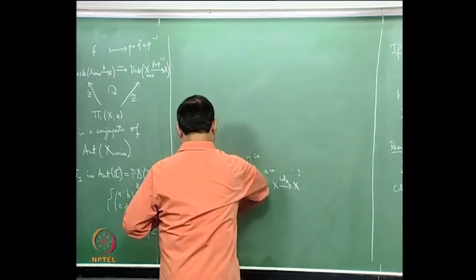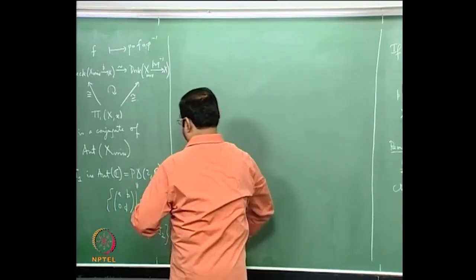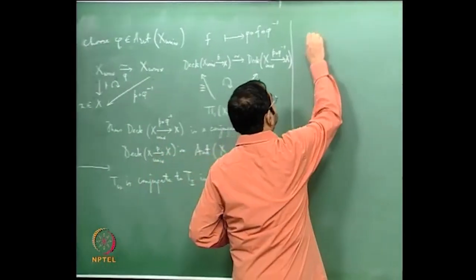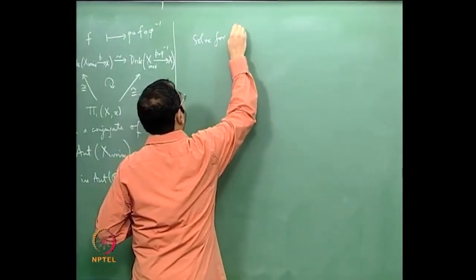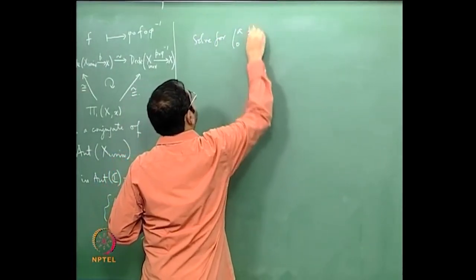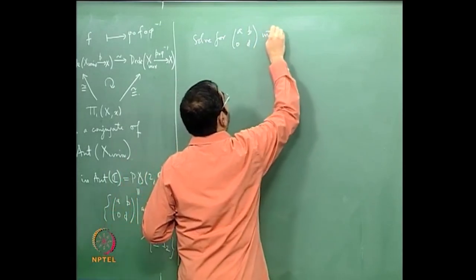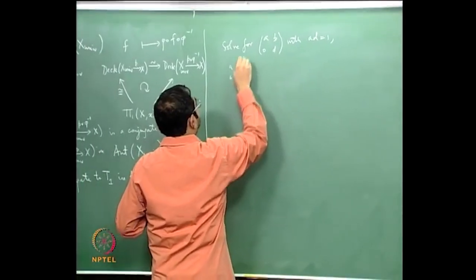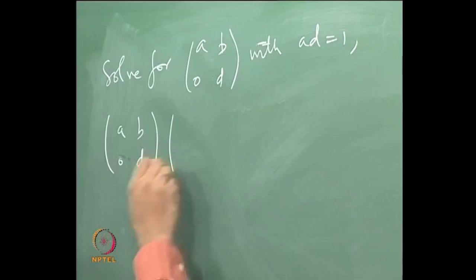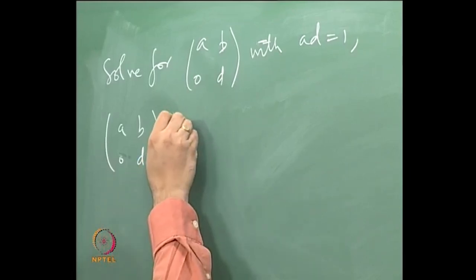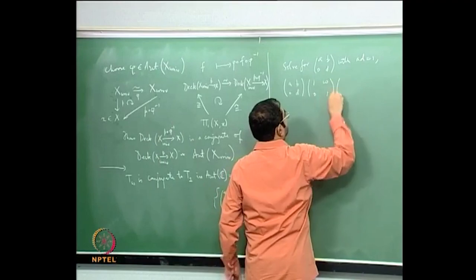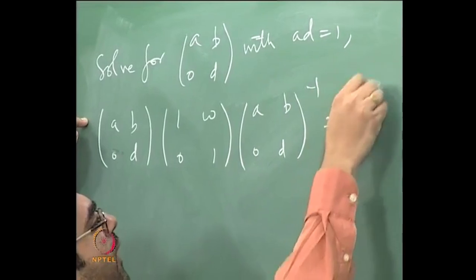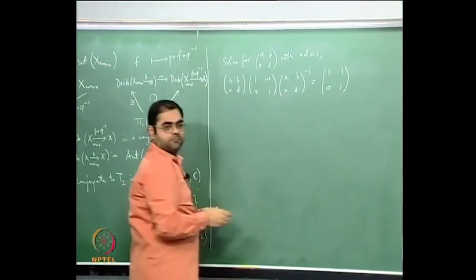So see, you just solve for such a transformation. What you do is solve for a b 0 d with a d equal to 1. If you conjugate a b 0 d with translation by omega, which is given by 1 omega 0 1, and put a b 0 d inverse, I want to get 1 1 0 1, which is translation by 1.